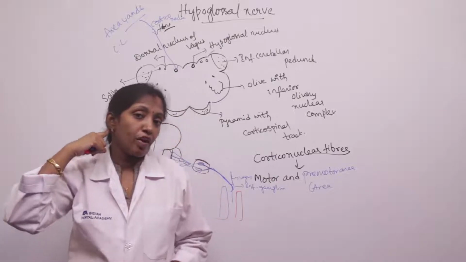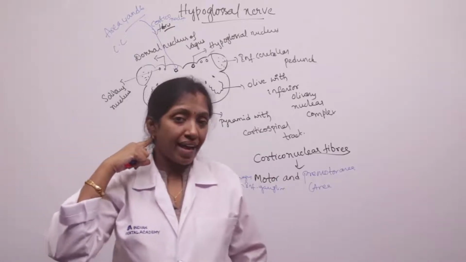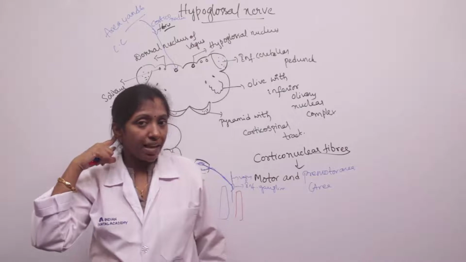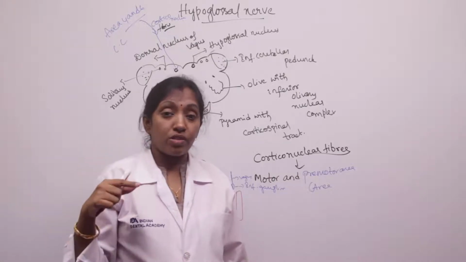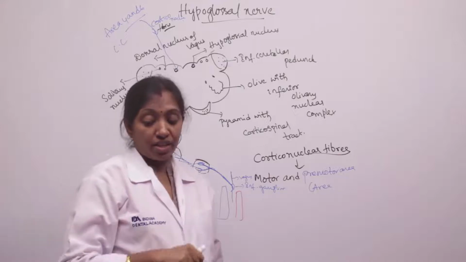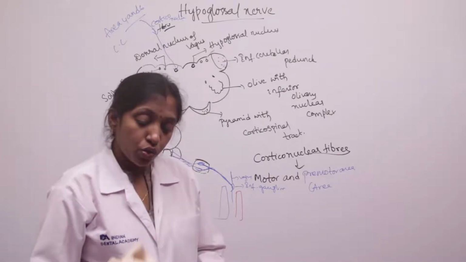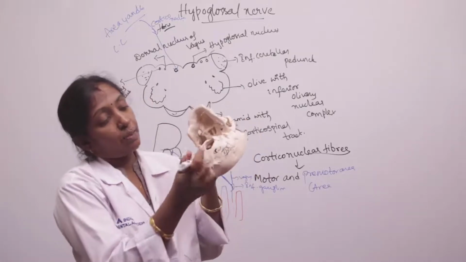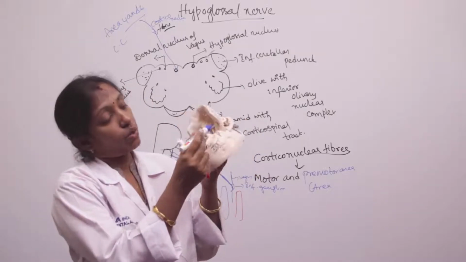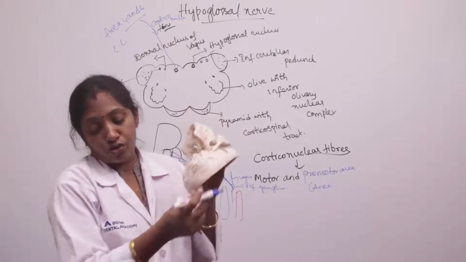We know that the posterior belly of digastric arises from the mastoid notch here. We can palpate the mastoid process behind our ear, right? In the mastoid process, we have a mastoid notch present here. So, this is the mastoid process, and this is the mastoid notch.